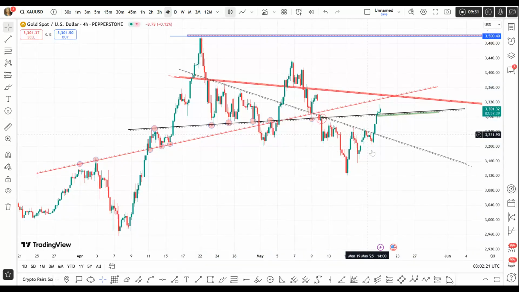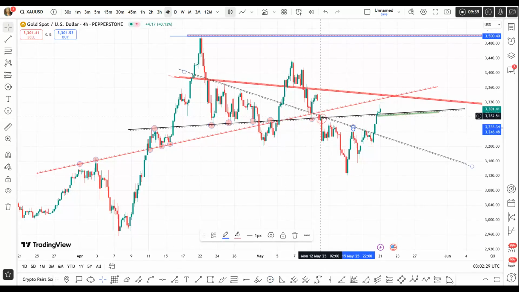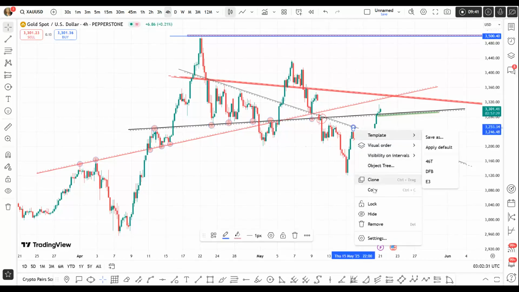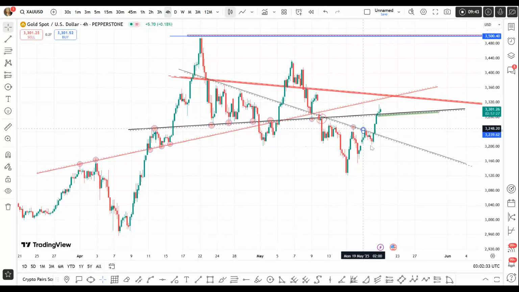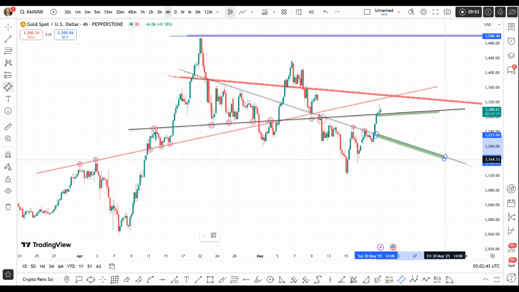So we have seen that retest 1. No, this is retest 2. This is first retest 1. This is retest 2. This is retest 3. And break of a supply roof. So here is a pending demand floor. It's a pending demand floor.